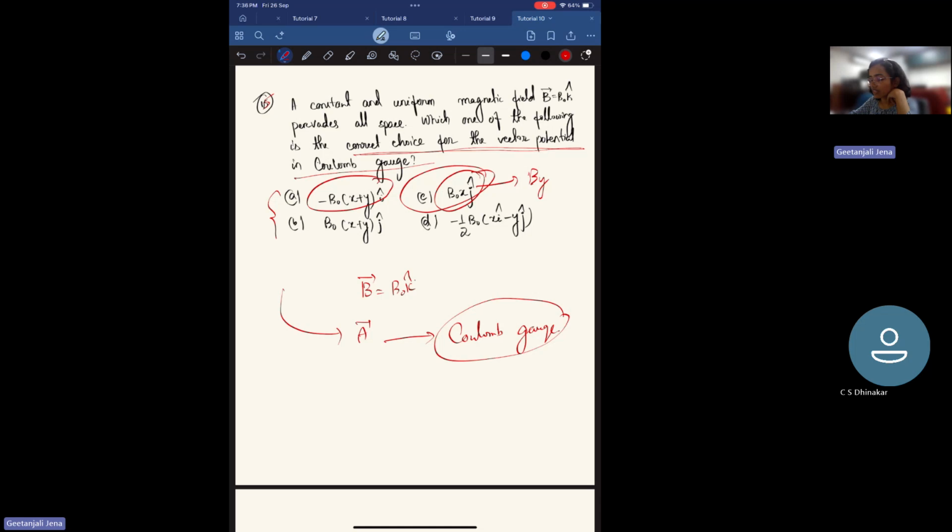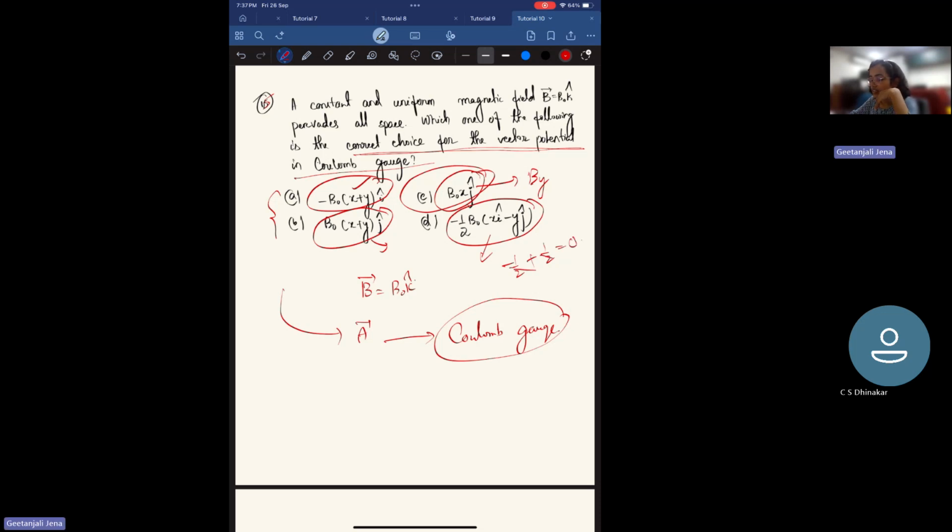This part will give a non-zero value because the x part will give a non-zero value. For this, the y part will give a non-zero value. And for this also, it is B0 by 2x. So when you take the divergence, it will come minus up. Okay. And for y also, it will give half, right? So for this case also, it will give a zero value.